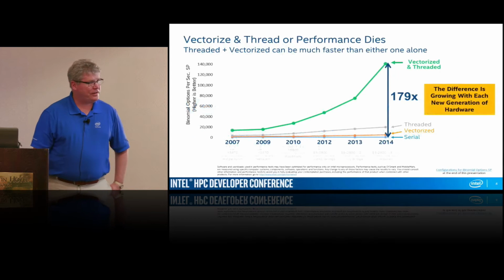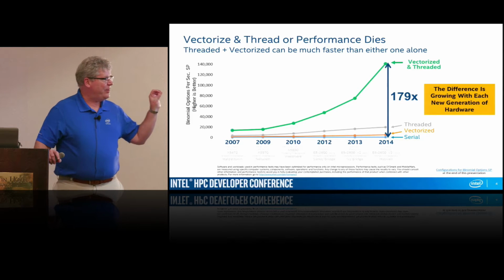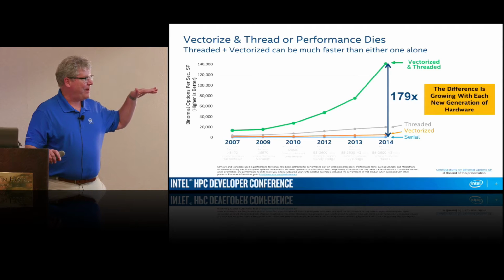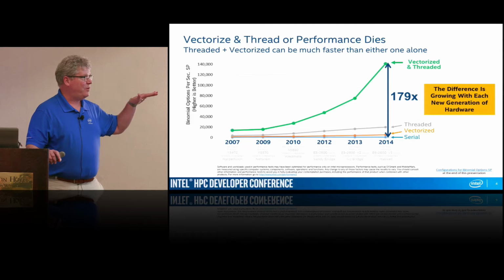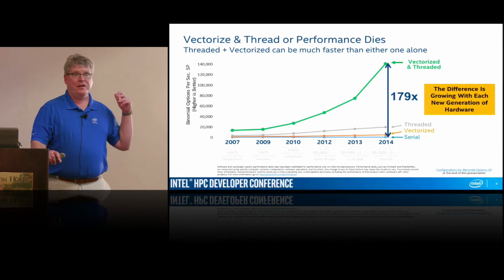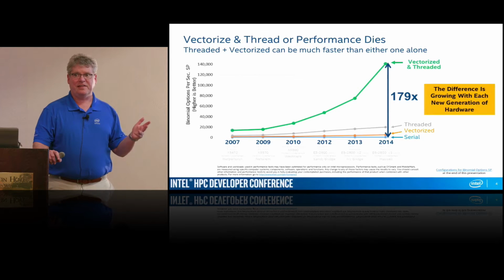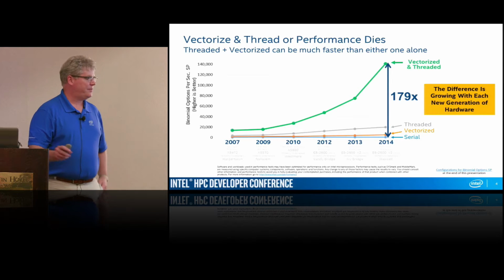So this graph basically shows why it's a requirement. That line you see way down at the bottom is the serial performance. The yellow line is the vectorized performance, the gray line is threaded, and the green line is when you add threads and vectorization together. So 179 times performance, that's nothing to sneeze at. Again, this is what's possible to achieve when you vectorize and thread your code.